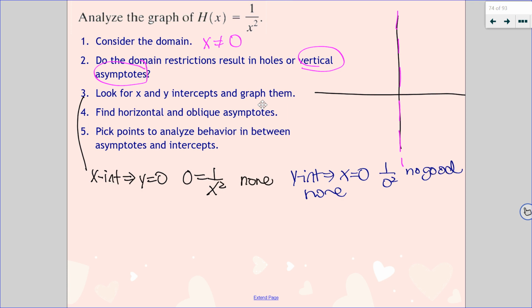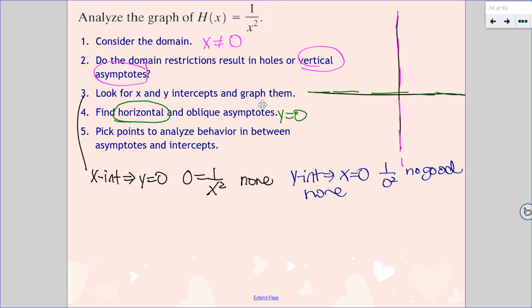Take a look at your flow chart. Does it have a horizontal or oblique asymptote? And if it does, what's the equation? Yep, it has horizontal at y equals 0. You should be on the green part. I'm going to draw that in, y equals 0.